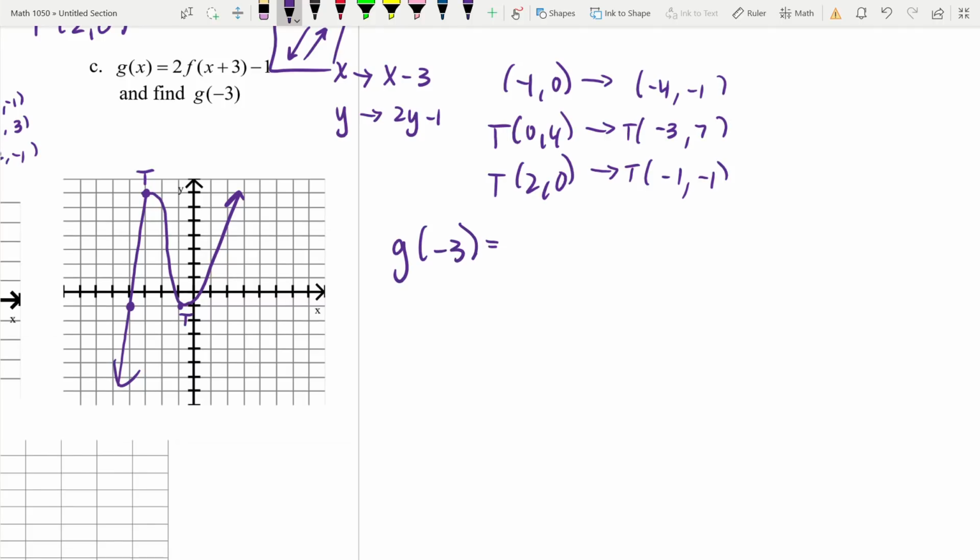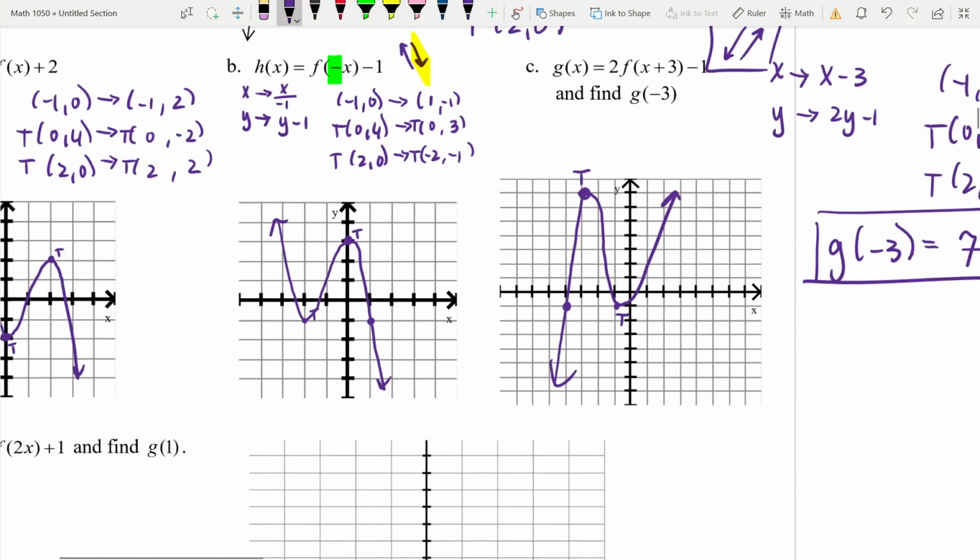G of -3. You guys, that -3 is an x value. So if I go to an x value of -3, what's the point? Right there. Someone tell me what G of -3 is. It is 7. It is not the ordered pair. It's just the y value. It's just the 7. Okay? Okay, one more and then we're done.